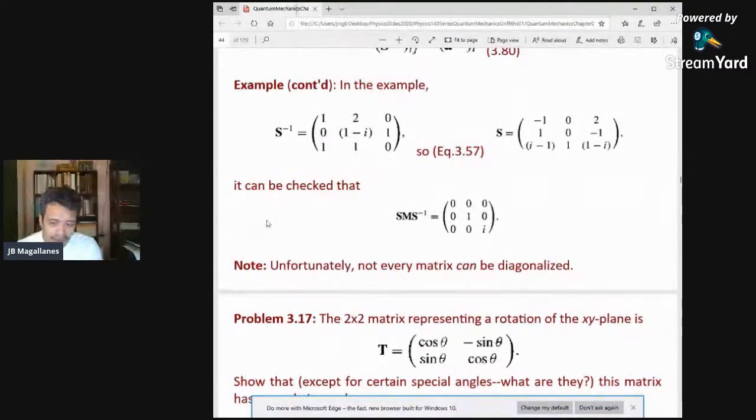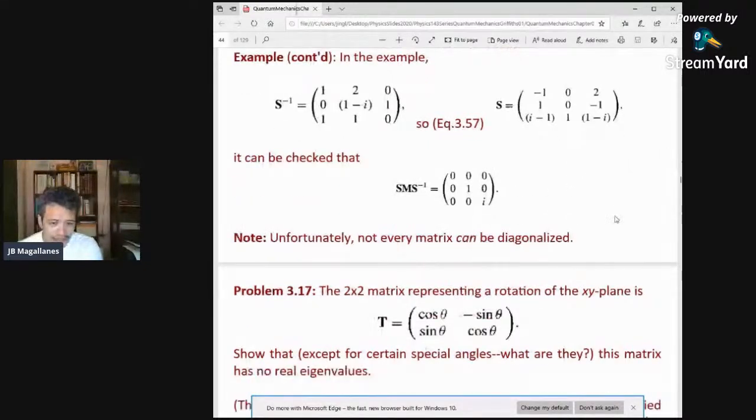So you have an original matrix M, and then you have a diagonal matrix here, composed just of the eigenvalues of the matrix. And the S inverse is composed of the eigenvectors of the matrix. So you can construct S inverse and then you can construct S. But there's a note here.